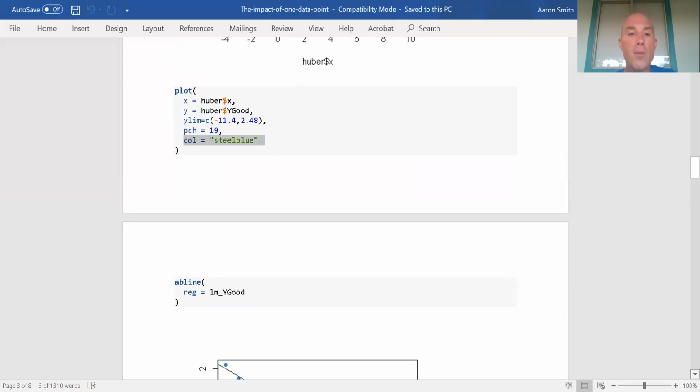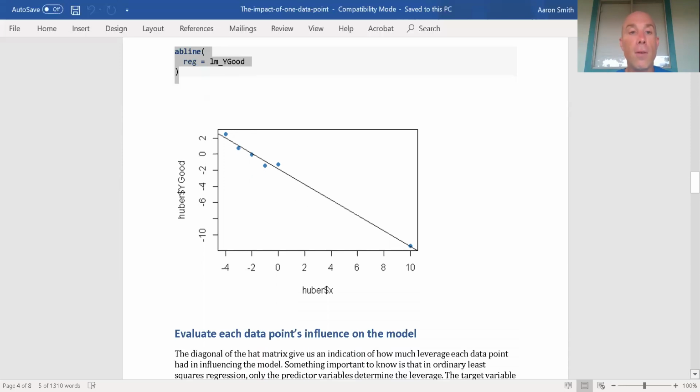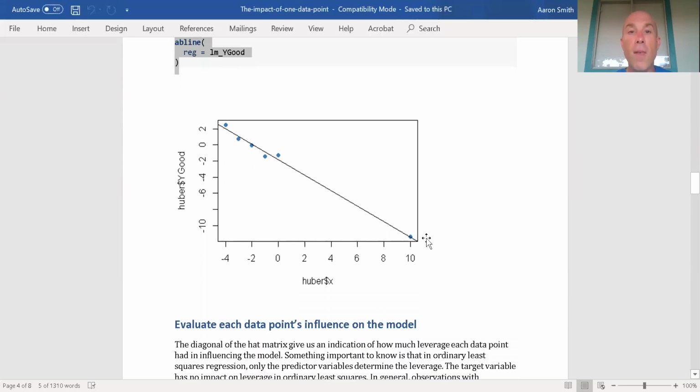Oh, and I forgot to mention, when I do abline, to specify a line, either I can say that the intercept is a, the slope is b, and that will give me a line, or I can say a regression object is where we get the model from. So if I say reg equals a regression model, I'm telling R to grab the straight line from the regression model. And here, when we look at y good, we can see that's a straight line.